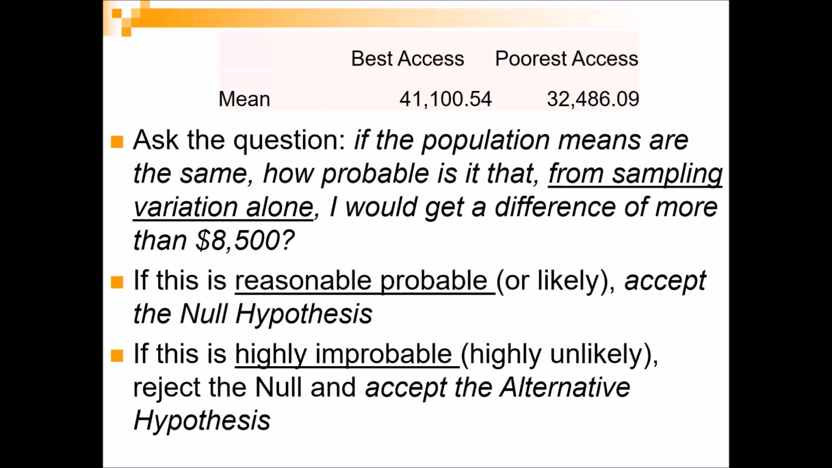And so when we look at this, the best access has $41,000. The poorest access has $32,000. We ask from standard sampling alone, basically me going out and just averaging my height and all the other faculty members' heights versus students' heights, what are the chances that we're going to have an $8,500 difference? So if I were to get 50 faculty versus 50 students, we're probably going to get some difference.